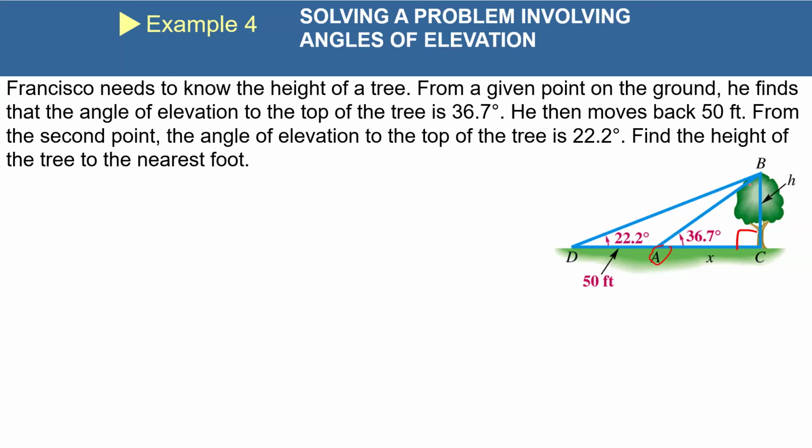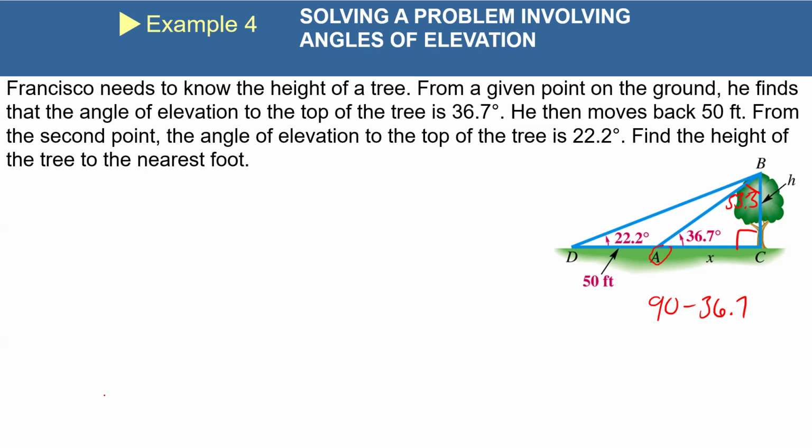Does that make sense? How can I find the measure of that angle? There we go. So we're going to do 90 minus 36.7. And what does that give us? 53.3. Okay, that angle is found. Because these are complementary, the 2 angles have to equal 90. 90 minus 36.7, that's what I did.